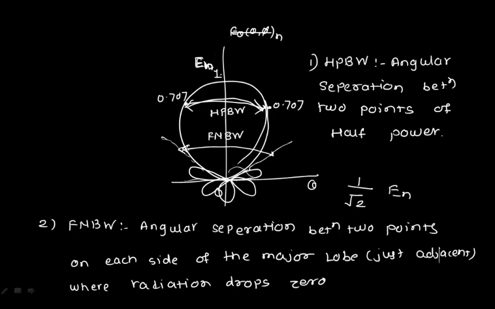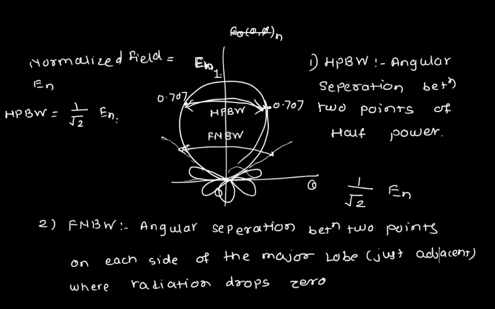So if I understand what my field pattern is, I can say if I have a normalized field, I can say my normalized field, here I have given En, then my half power beam width will be 1 by root 2 to the En. So this is all about how I can get the half power beam width. You just measure the separation between these two and you will get the half power beam width.